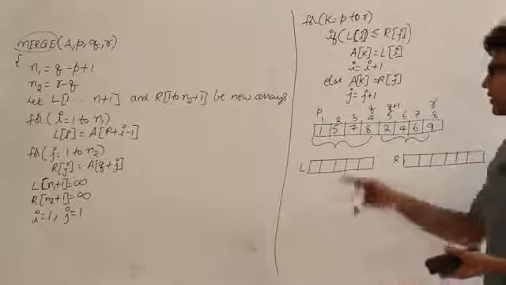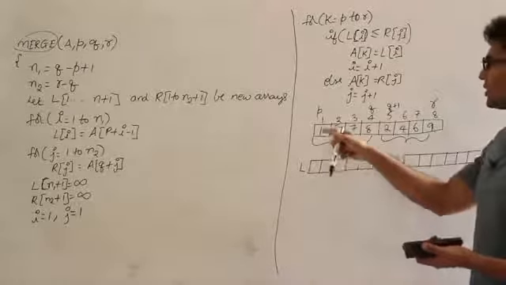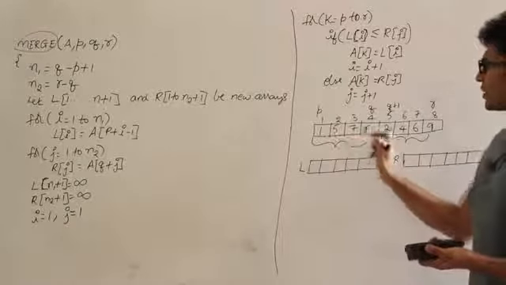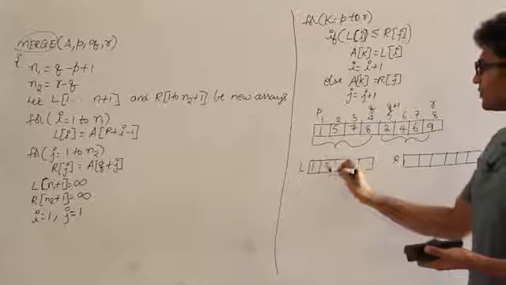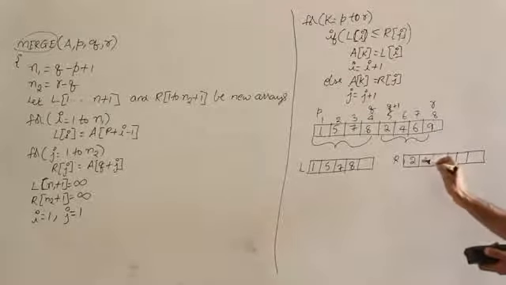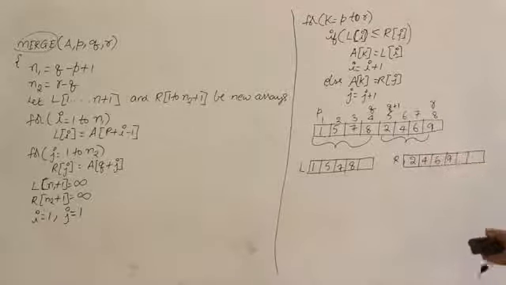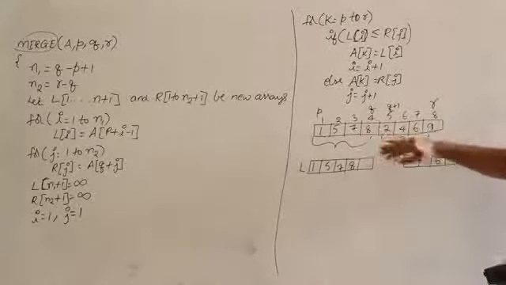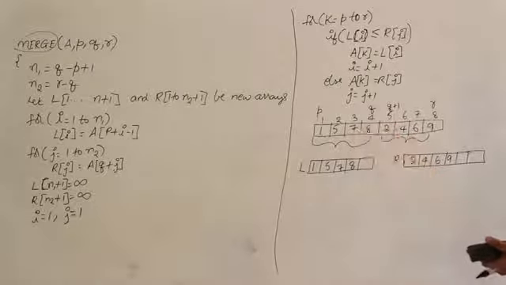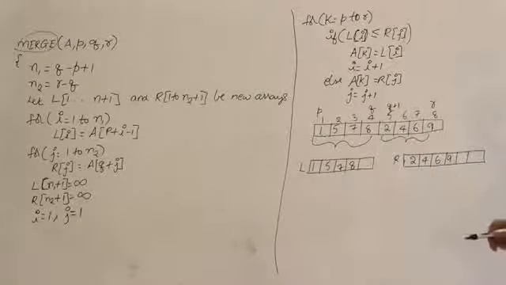And the next step is you copy one list to L and the other list to R. So in order to copy one list to L, I'll copy 1, 5, 7, 8, and the other list is 2, 4, 6, 9. How much time does it take to copy the elements? It is nothing but order of n. If there are totally n elements, then the time taken to copy them is order of n. Fine.